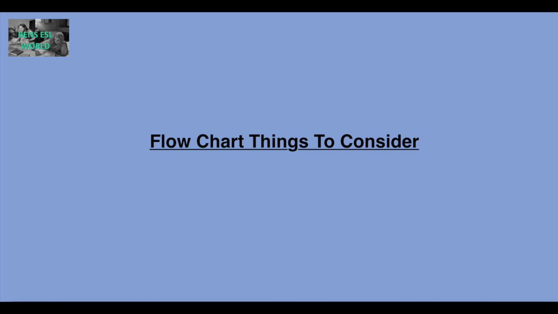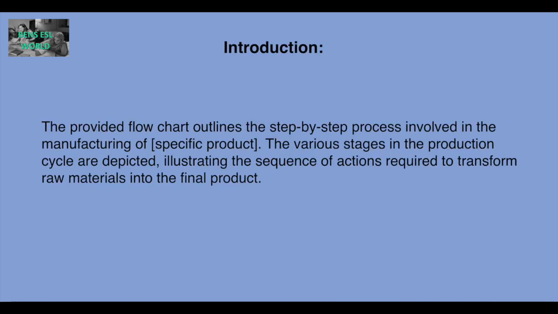Flowchart things to consider. Introduction. The provided flowchart outlines the step-by-step process involved in the manufacturing of a specific product. The various stages in the production cycle are depicted, illustrating the sequence of actions required to transform raw materials into the final product.